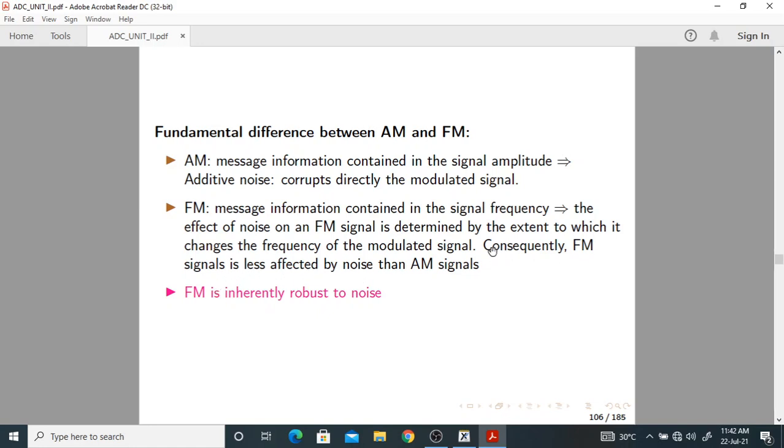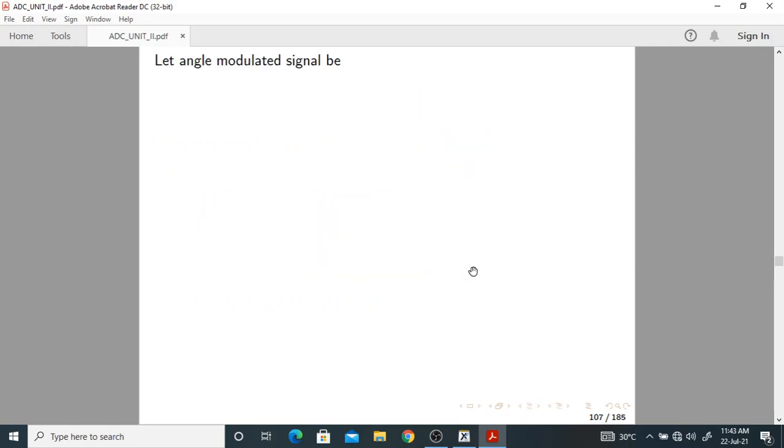This statement is very, very important. Consequently, FM signal is very less affected by noise than AM signal. What is the reason? The reason is very simple. In AM, information lies in the amplitude. In FM, information lies in the frequency. Noise will affect the amplitude more compared to the frequency. Okay, that is the logic, right? So let us go to our calculations.